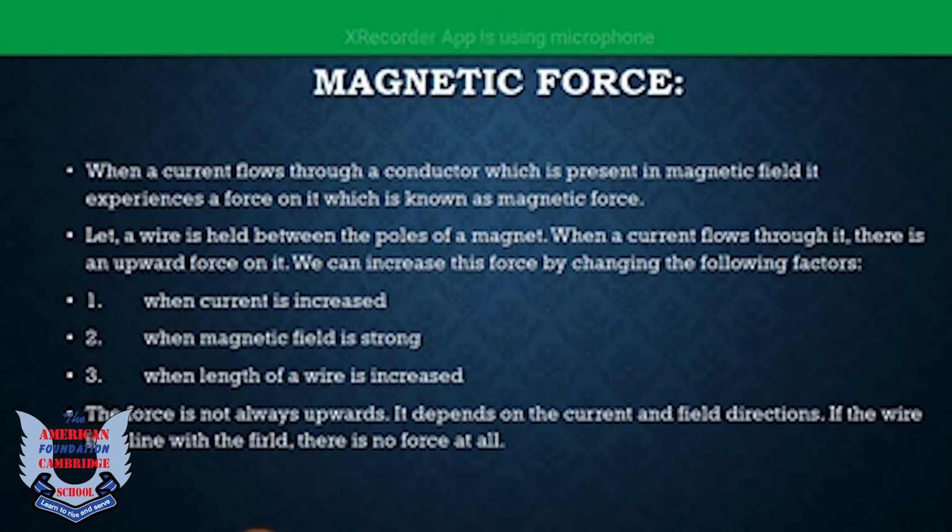Let us consider an example on page 162. Suppose a wire is held between the poles of a magnet. When the current flows through the wire, there is an upward force on it. The force becomes stronger; we need to check the three factors that increase the force. Either we can increase the current passing through the wire, or we can increase the magnetic field by using a stronger magnet, or we can increase the length of the wire which is present within the magnetic field.